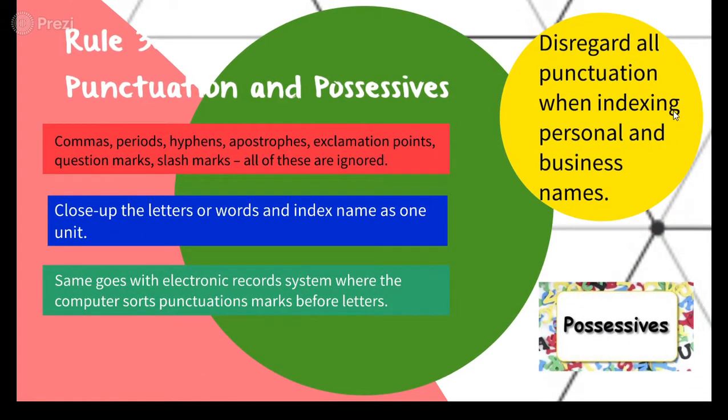Rule number 3, punctuation and possessives. Commas, periods, hyphens, apostrophes, exclamation points, question marks, slash marks, all of these are ignored. Close up the letters or words and index the name as one unit. The same goes for electronic records systems where the computer sorts punctuation marks before letters.